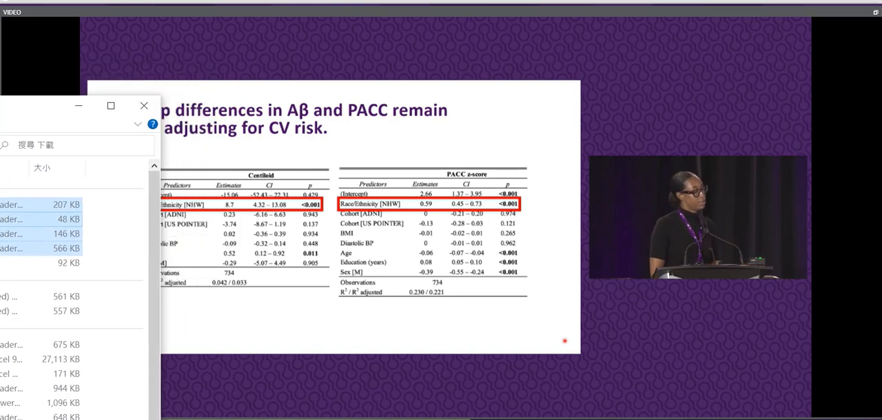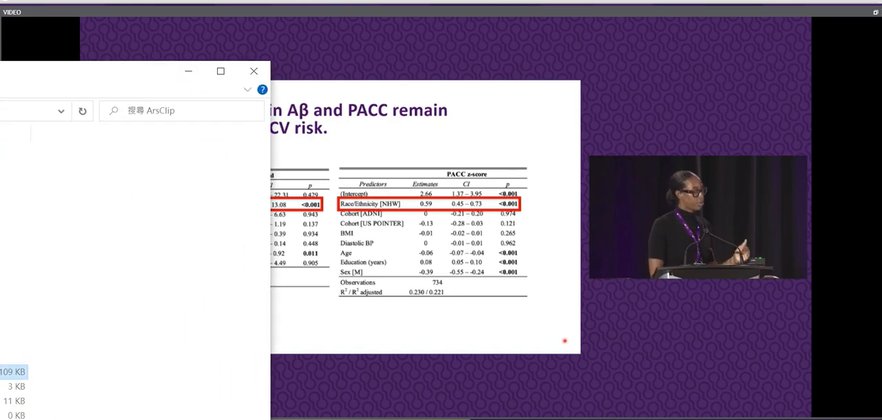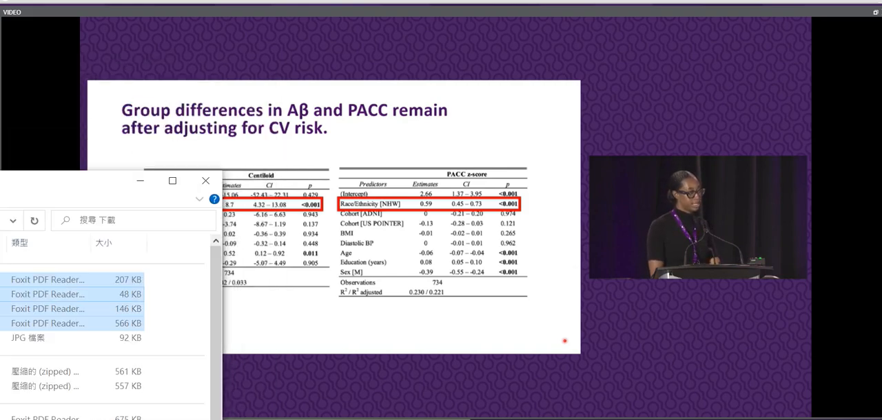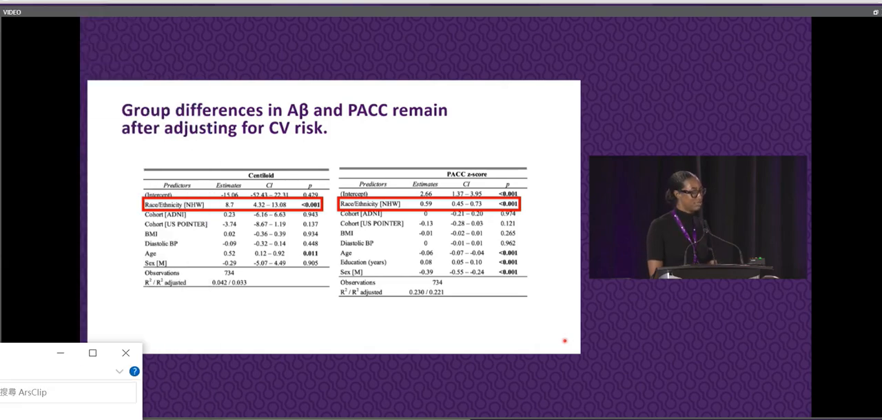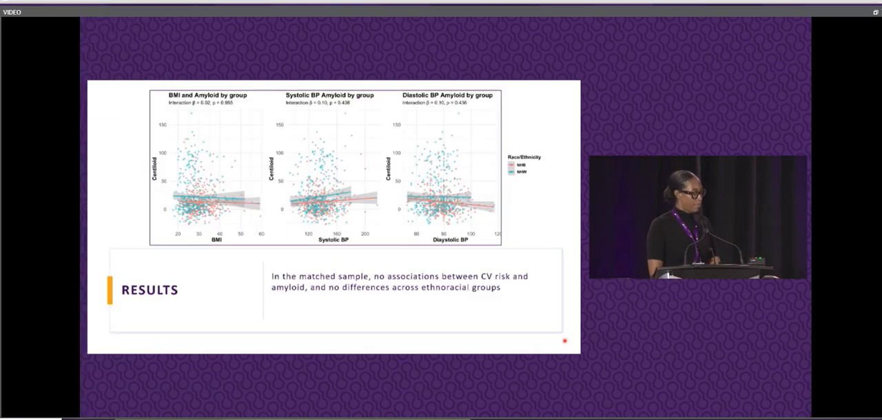The group differences that we see in amyloid and PAC, so the lower amyloid burden and lower PAC performance we see in the Black participants, remain even after adjusting for demographics and these CV risk factors. And when we look at the associations between CV risk and amyloid, very quickly, there's no association overall between any of our CV risk factors and amyloid in these data. There are also no differences in within-group analyses or interaction models in this association across ethno-racial groups.